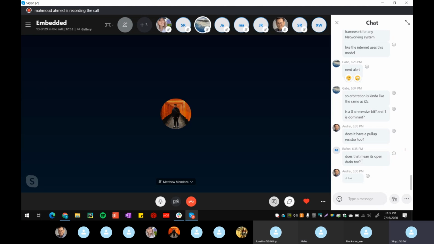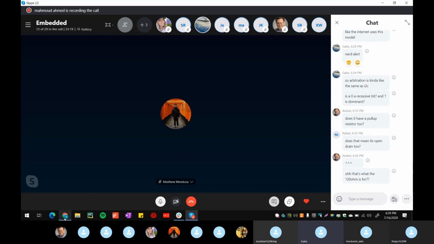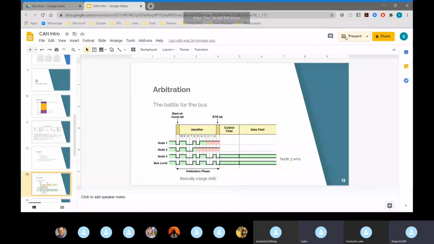Gabe, do you know the answer to that? These are no pull up, but you have those 120 ohms on each end, right? And not open drain either. So it's kind of weird where you have these things called dominant and recessive bits. Like Xinglu said, the logic levels are sort of weird.